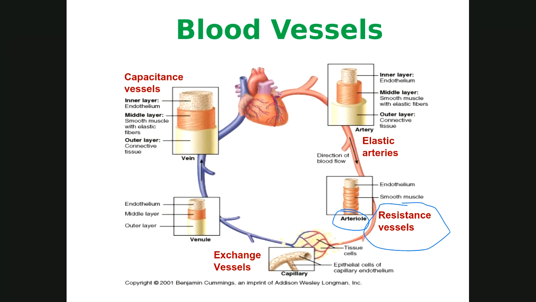Whenever sympathetic stimulation takes place, the smooth muscles in the arterioles constrict. When the smooth muscles in the arterioles constrict, the resistance is more. That means the blood will have to overcome that resistance. The heart will have to overcome that resistance if it has to move the blood.